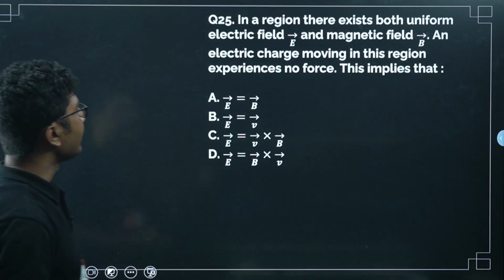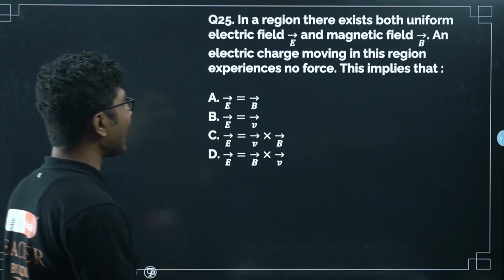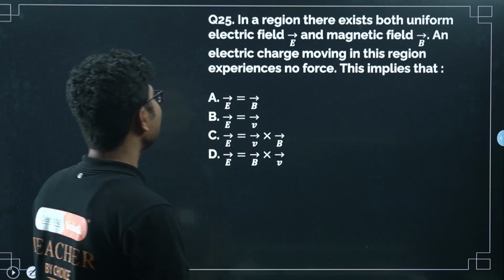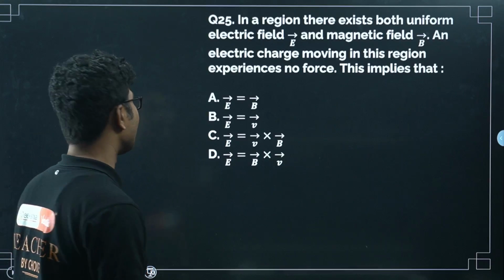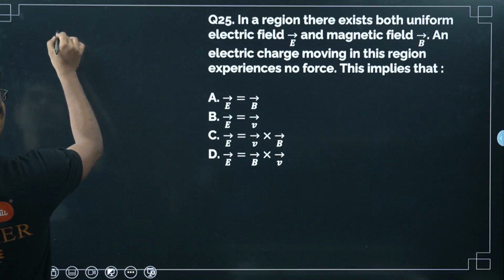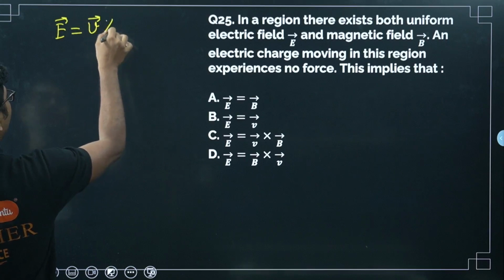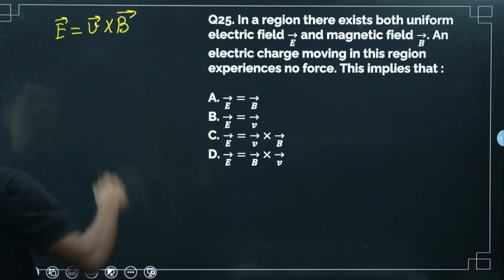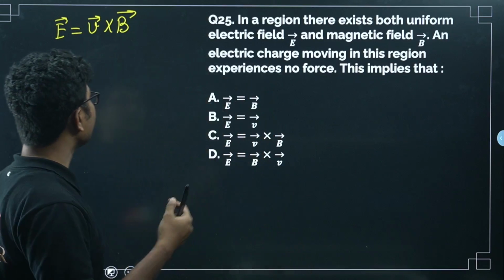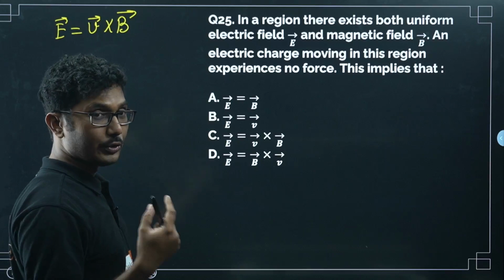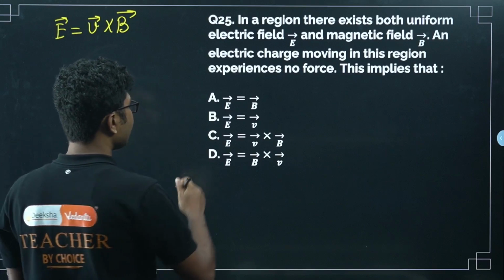Next, move on. 25. In a region there exist both uniform electric field E and magnetic field B. An electric charge moving in this region experiences no forces. That means what? So I already told you E should be equal to V cross B. If you are writing vectorially, this should be the option, and if you are writing scalar, then qE is equal to qvB, q cancels. So this is the option. So E is equal to V cross B.